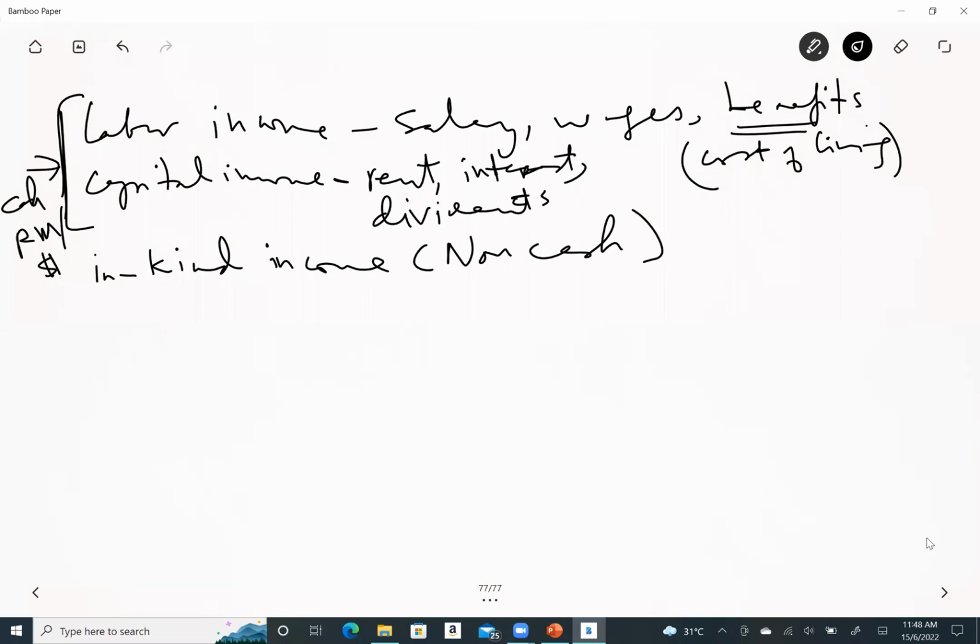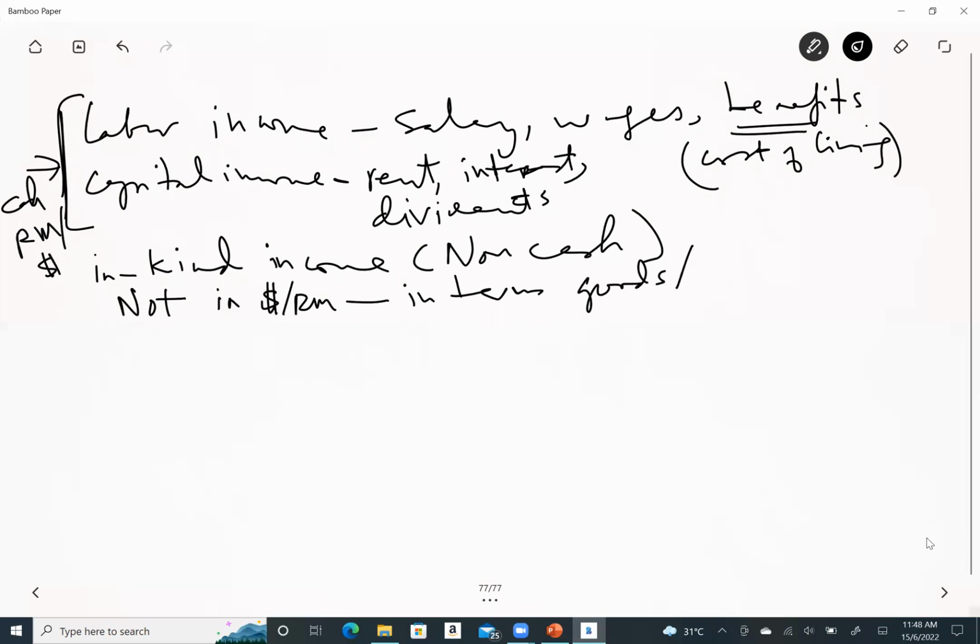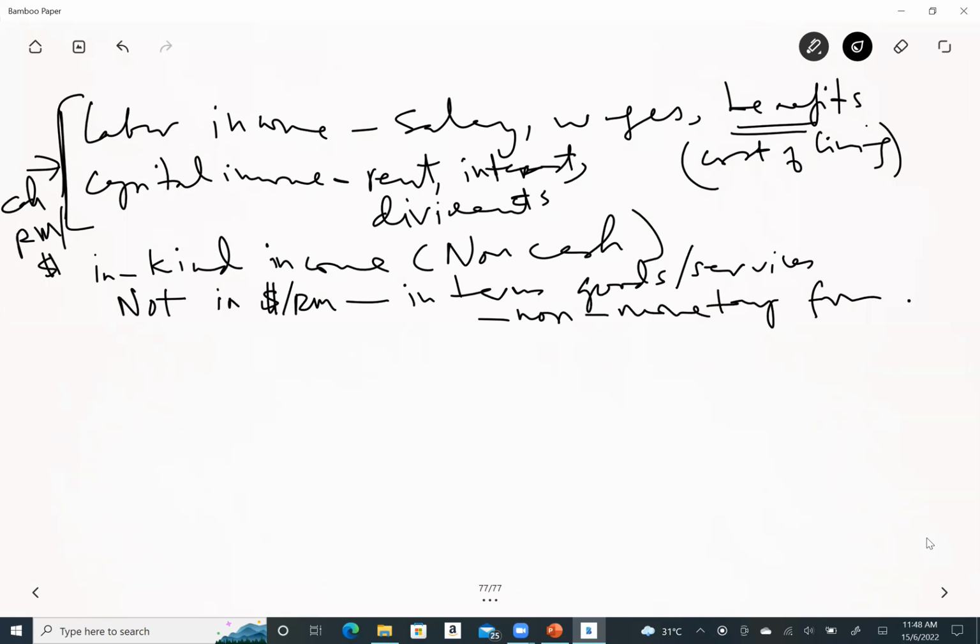One type of non-cash income is in-kind income. Now, what is in-kind income? Just like in-kind subsidy. Okay, so in-kind income is the income that you receive not in terms of money, not in dollars or RM. It is in terms of goods and services, or non-monetary form. What is an example of this in-kind income that you may receive? Something that you don't get in terms of money, you get in terms of other form. Give me an example.